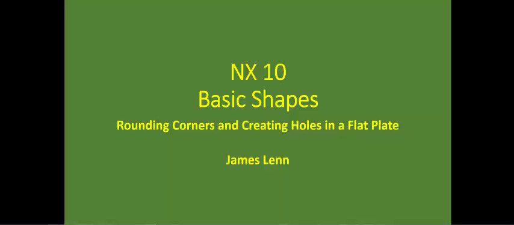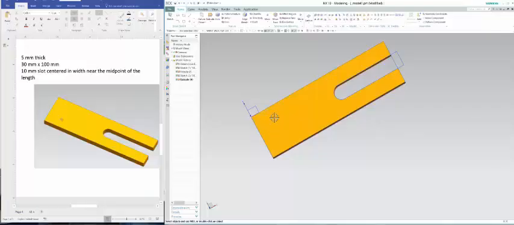In the last video, we looked at making a flat plate and then putting a slot in the plate. So in this one, we'll use that structure that we made previously, and we'll look at rounding the corners. We notice that we have sharp corners. Maybe we want to round off the corners a little bit, and also we'll show how to create some holes in that plate if desired.